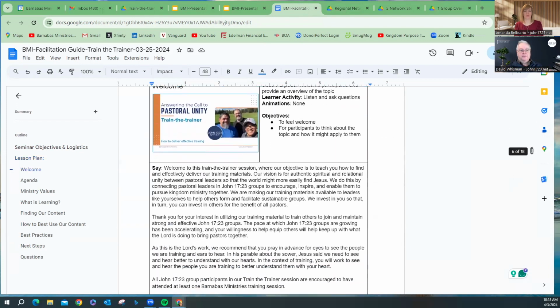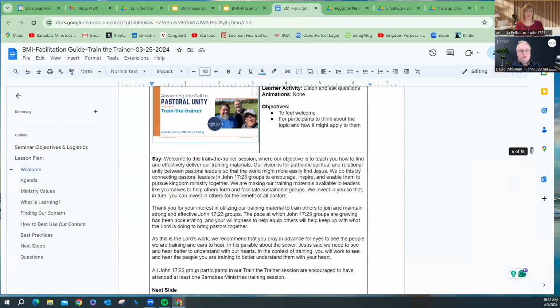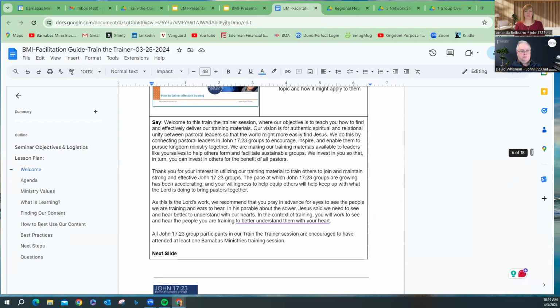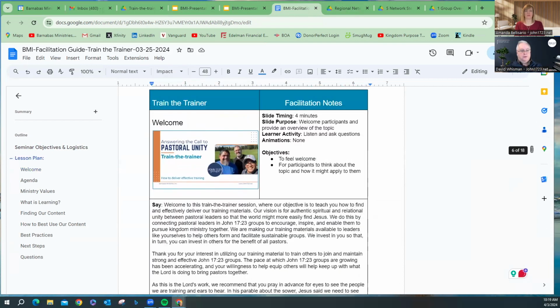And then you'll see the slides themselves. So for instance, here's a welcome. It's a fairly short, couple of minute welcome. So I said 4 minutes it should take. We also, at the top right, say what's the purpose of the slide. While this one's up, you should be welcoming participants and giving them an idea of what we're going to be doing. There's no real activity for them to do other than to listen and perhaps ask questions.